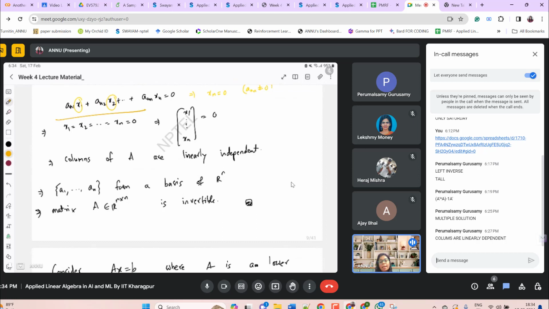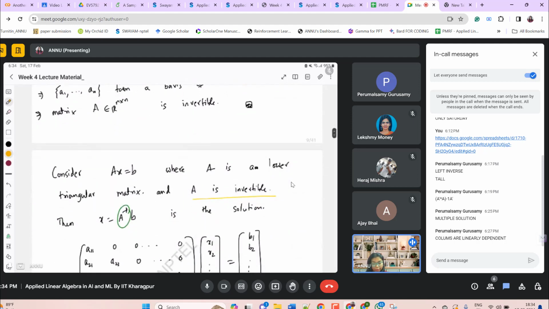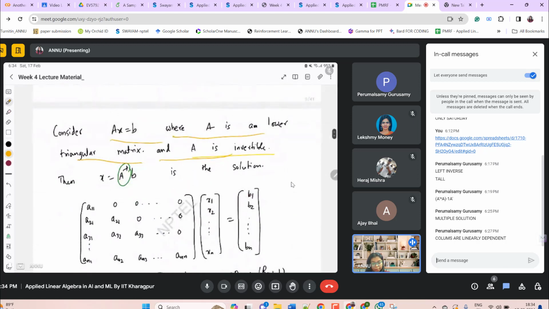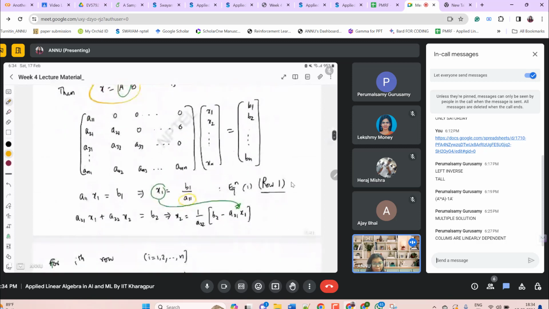And in that case, the lower triangular matrix is invertible if and only if the diagonal elements are non-zero. Okay, so moving ahead. Next, if Ax equals b, where A is a lower triangular matrix and A is invertible, then the solution is simple. In a lower triangular matrix, the equations are very, very simple.